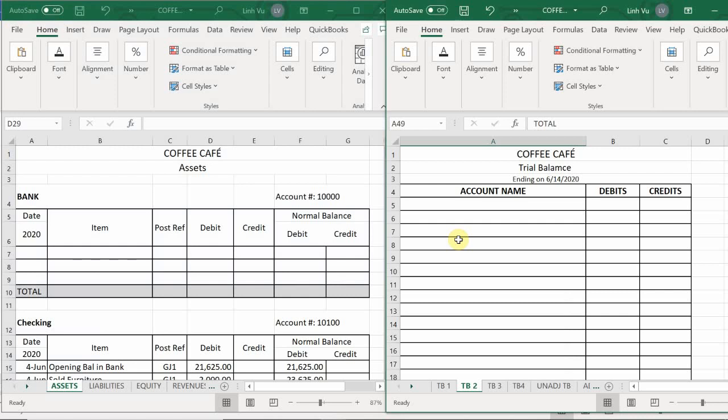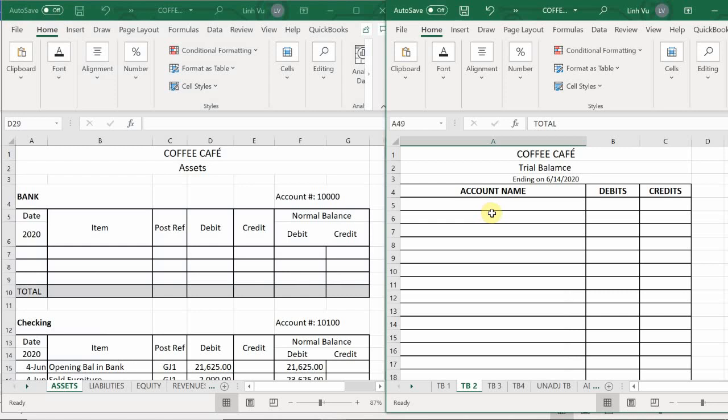So right here, we're going to start with the very first one, right? We are not going to include any accounts that do not have any balances. So for this example, the very first account that we see is our bank account.